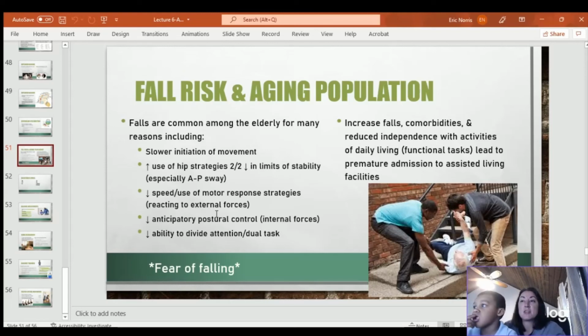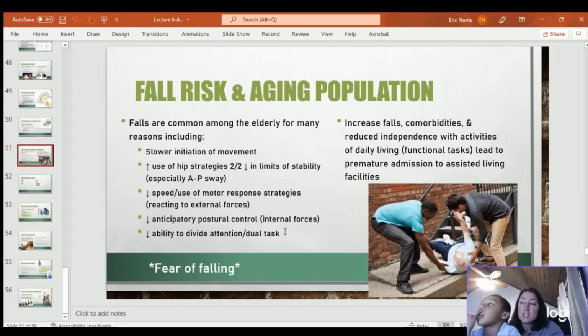And then a decreased ability to divide attention or do dual tasking. Oftentimes, when you have balance risk or balance deficits, you have to focus so much on the balance itself that if you start talking or carrying something while you're walking, you immediately lose balance because you're not able to focus as much on it. And then a fear of falling.